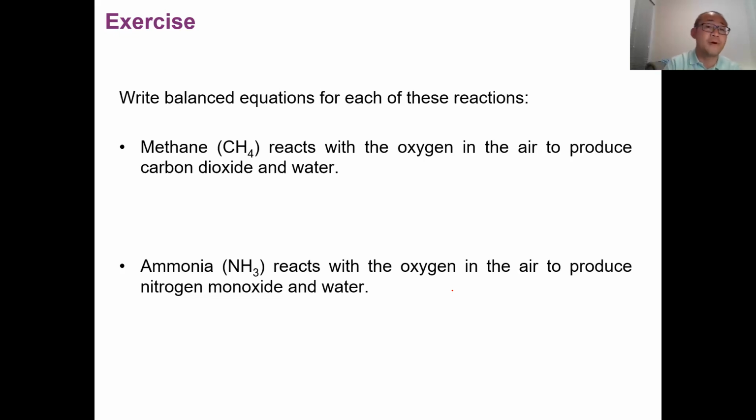Again, the equations of them are not given, so you need to, based on the statement, write the equation first. And then after you write the equation, you go ahead and balance them. I think I provided the key in the note area. If not, again, feel free to ask me questions. I hope you do practice the simple topic of balancing chemical equations.